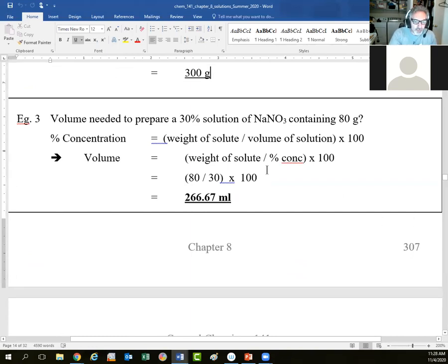Next one, looking for the volume to make a 30% solution of sodium nitrate. You've got 80 grams of the sodium nitrate to use. So remember, the weight divided by the volume times 100 gives the percentage. So for the volume, that would be the weight divided by the percentage times 100. The weight, of course, is 80 grams. The percentage is 30%, then times 100. That would be a volume of 266.67 milliliters.